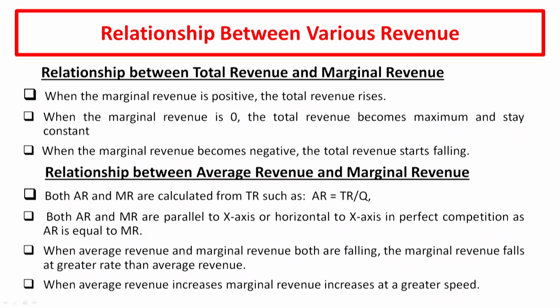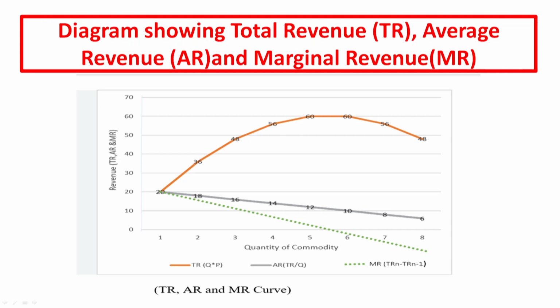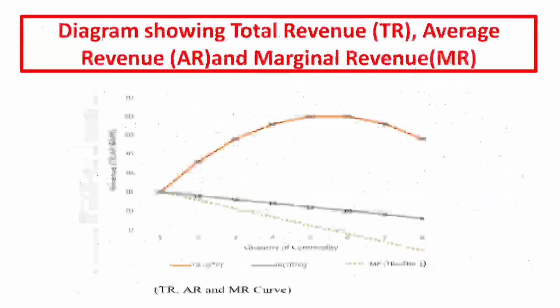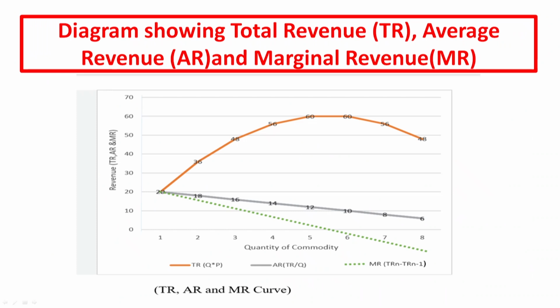Now, the relationship between various revenues: the relationship between TR and MR. When the marginal revenue is positive, which needs to be remembered, the total revenue rises. You are able to see that when marginal revenue is positive, the total revenue is rising up to here. Second point, when the marginal revenue becomes 0, the TR becomes maximum and stays constant.